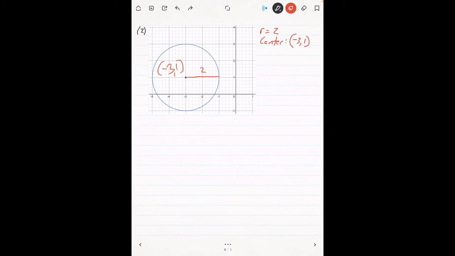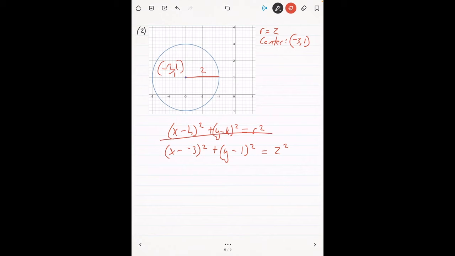So we're going to take this information and put it into our general form equation, (x - h)² + (y - k)² = r². So let's just start plugging information in. x minus h, well, h here is the x component of our center, so that's -3. So (x - (-3))² + (y - k)², well, k is the y component, which is 1, so (y - 1)², and that's going to equal r². Well, r in this case is 2, so we have 2².